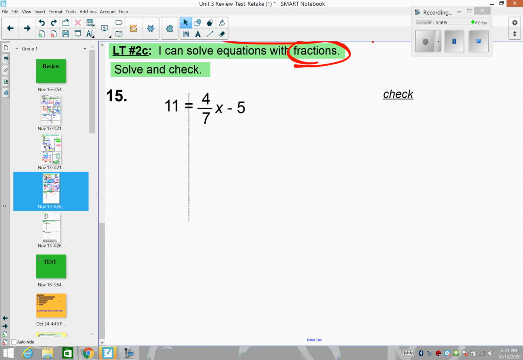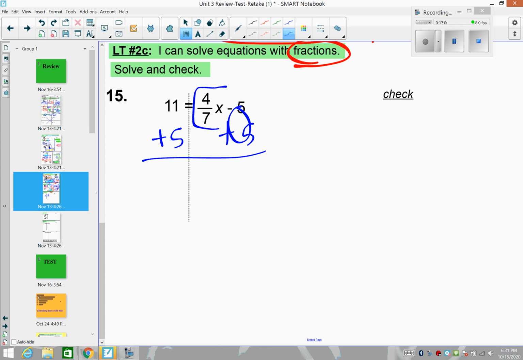You could do it. I just don't think it's necessary on this particular problem because we're going to add 5 right away. Again, if you need to pause the video to write stuff down, please do that. So I just don't think I have to kill it right out of the gate here. And then I'm going to drag down this 4/7 x. The 5 is gone.